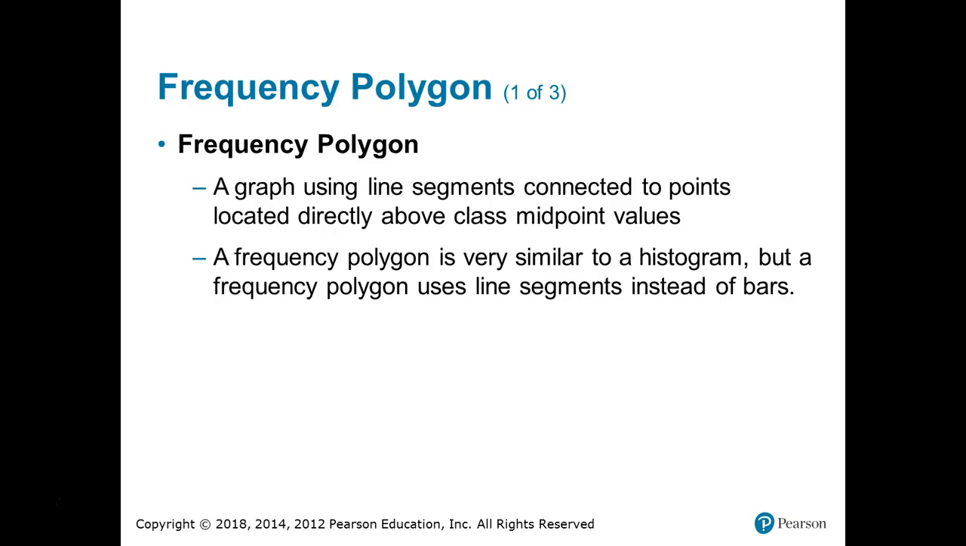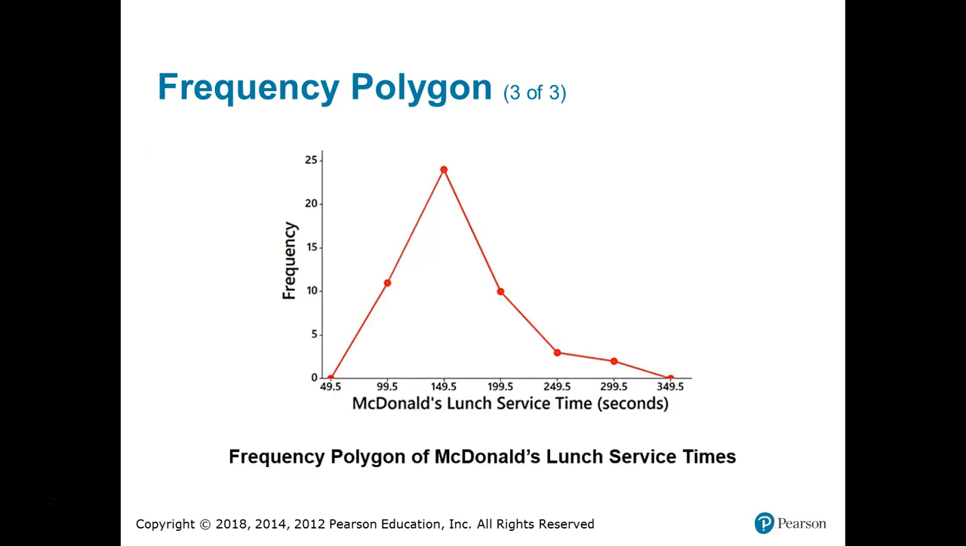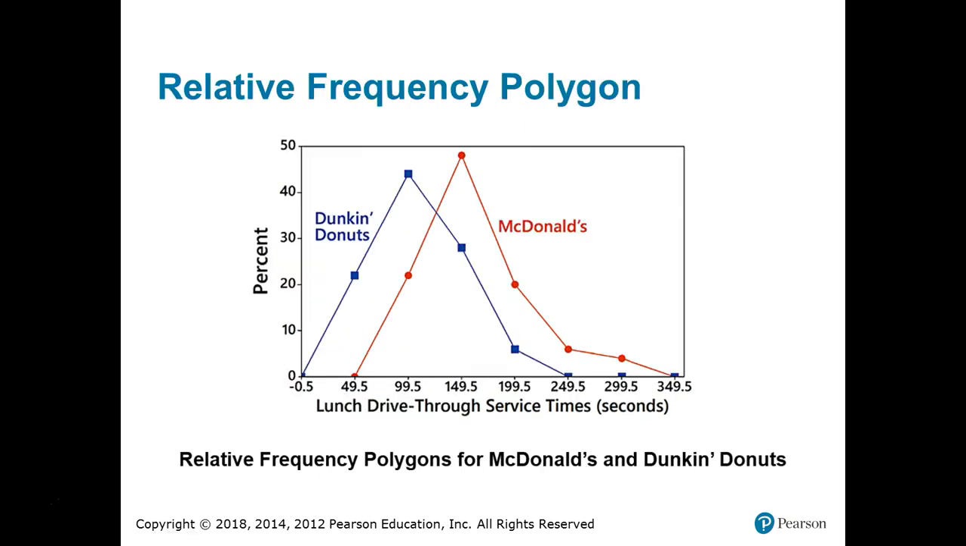Frequency polygon, a graph using line segments connected to points located directly across midpoints. So this is similar to a histogram, but it uses line segments instead of bars. So instead of having bars right here, these points right here are the midpoints of all the classes, and then you're just playing connect the dots again. So same maximum values, but now we're looking at the midpoints to analyze the x-axis right here.